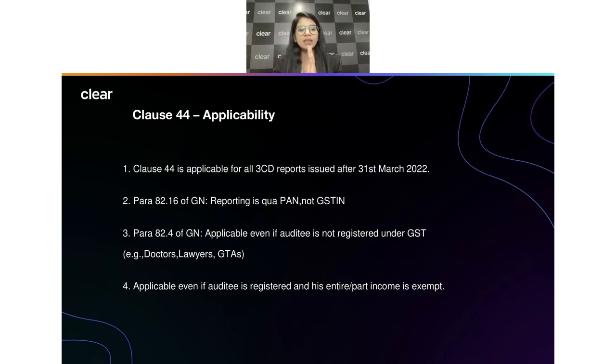They are simply saying that in whatever 3CD form has been issued after 31st March 2022, we have to furnish the information in clause 44. So it means this has become mandatory. Now it's no more optional.